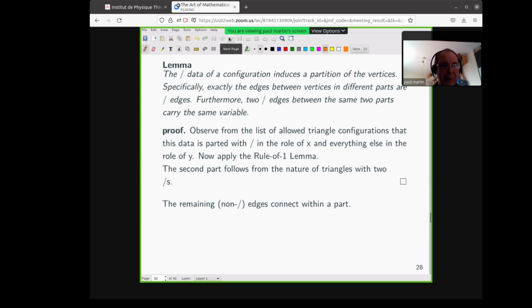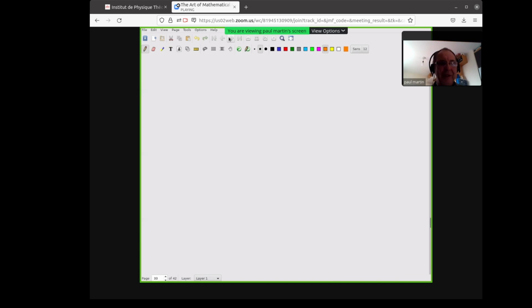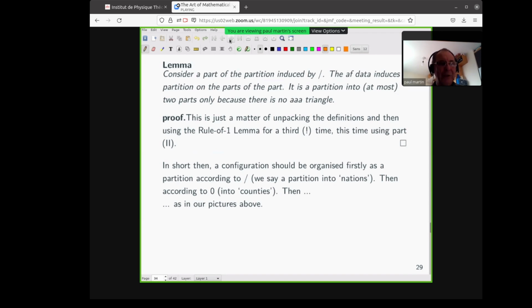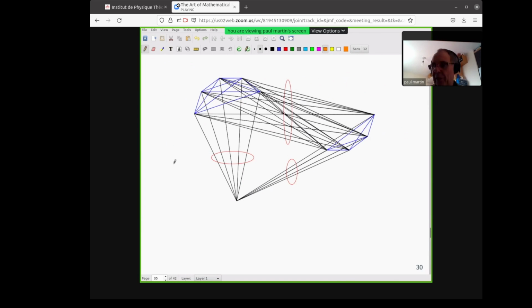Right, one minute. So let me show you. The slash data is going to induce a partition in the way that I've indicated there. The zero data is going to induce this county partition. Go back and look at your leisure later at the triangles to convince yourself that is true. And the AAF data is going to induce the two-part one. So in my last minute, let me summarize.